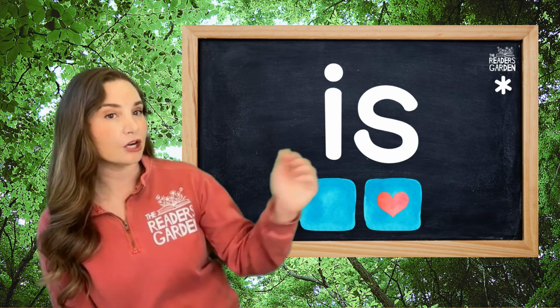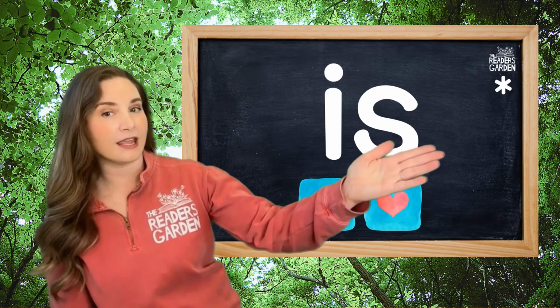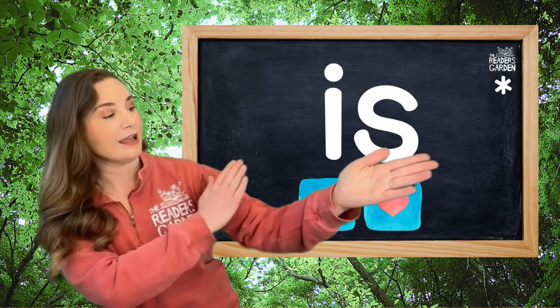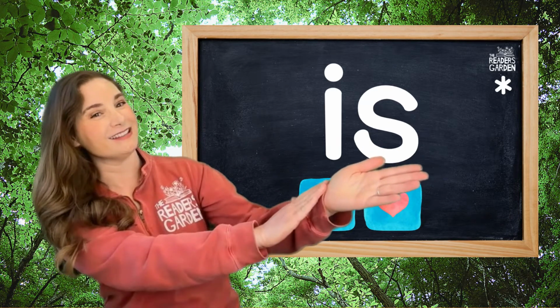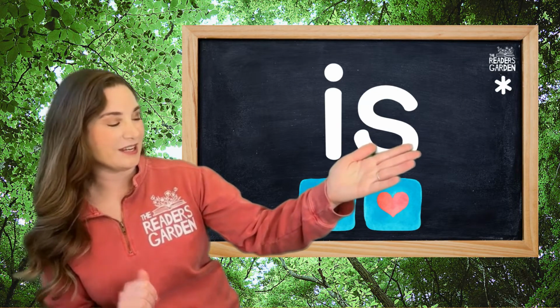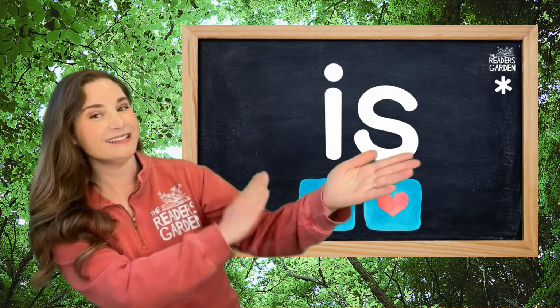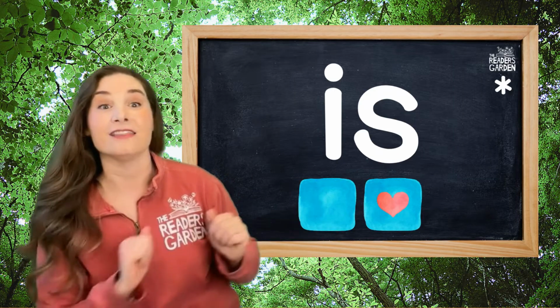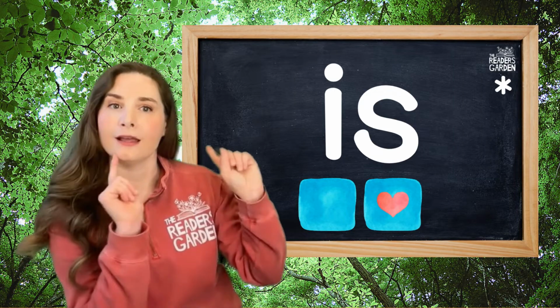Now let's spell the word on our arms. Stick your arm out, and here we go. I-S, is. Let's do it again. Make sure if you didn't do it with me the first time, you do it with me now. I-S, is. And that is the word is.